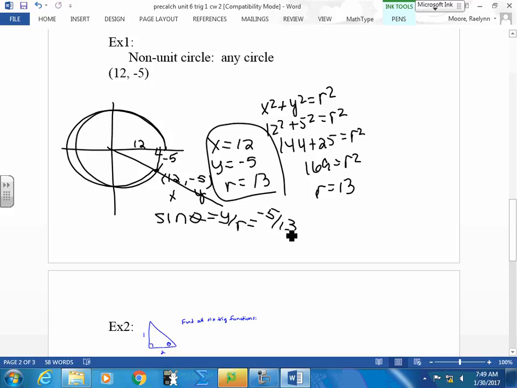You'll do it right here. Cosine of an angle, x over r, 12 over 13. Tangent of an angle, y over x, negative 5 over 12. Can you find your reciprocals okay just by flipping those over? Okay. Always reduce to lowest terms if you can.